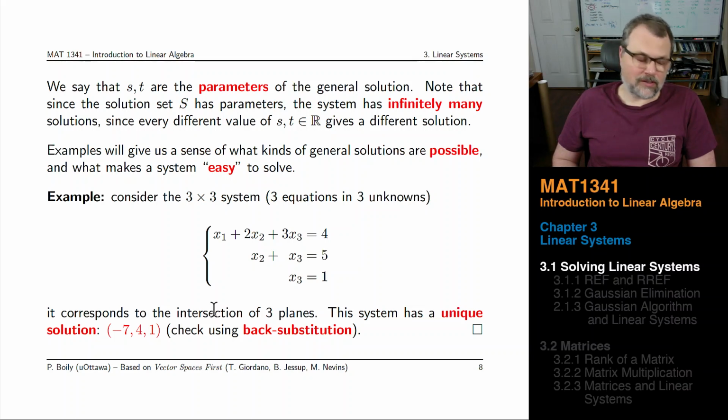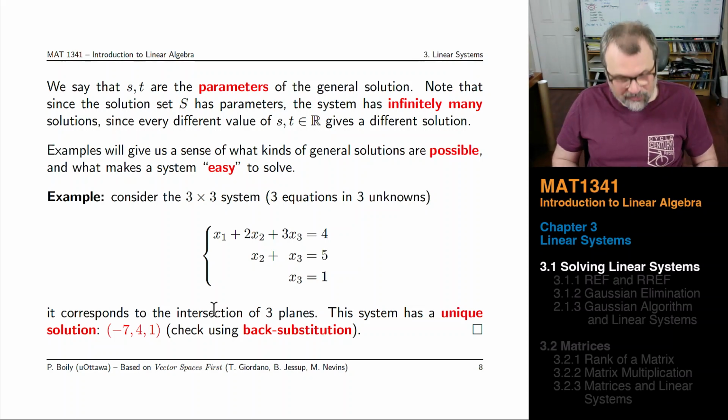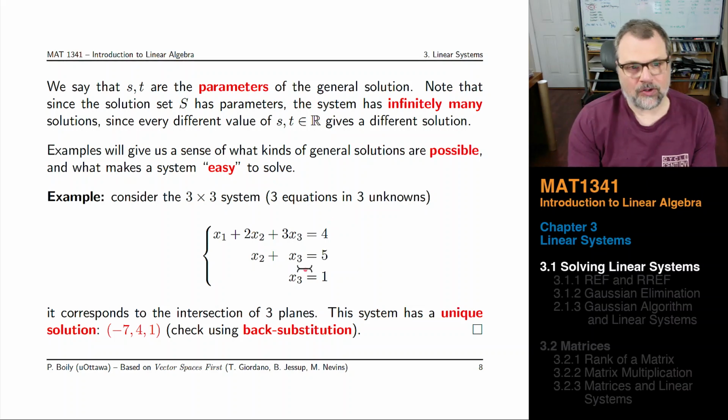Turns out that the system in question has only one solution, the solution -7, 4, and 1. How do we verify this? Well, I don't have a choice here. x3 has to be equal to 1 because that's what the third equation gives me. So I can replace every value of x3 by 1. So I have x2 plus 1 is equal to 5. Or if you want, x2 is equal to 5 minus 1. So x2 has to be equal to 4.